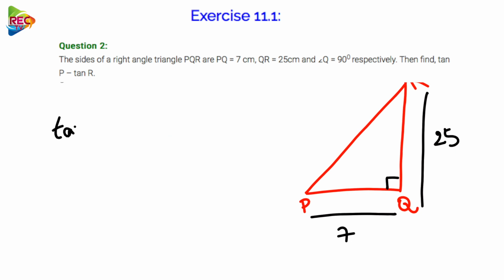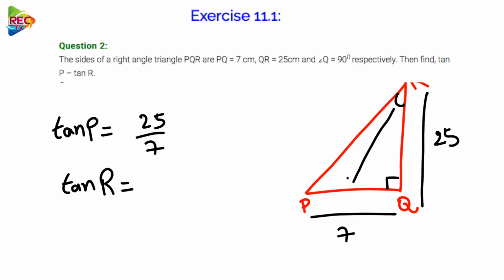What is tan P? Tan P equal to the opposite side of the angle by the adjacent side to the angle P. So tan P equal to 25 by 7, and tan R equal to the length of the opposite side of the angle, 7, by the length of the side adjacent to the angle, 25.